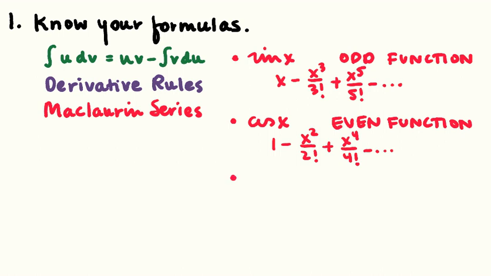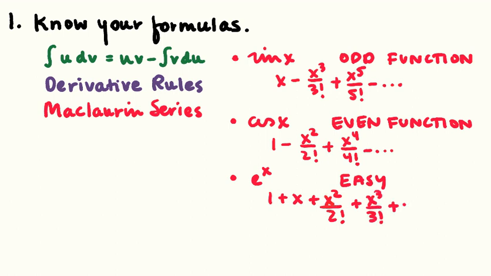Okay, e to the x, I'm proud of this one, I thought of this one myself. It's easy. It's x to the n over n factorial. So that's 1 plus x plus x squared over 2 factorial plus x to the 3 over 3 factorial, and so on, all the way up to x to the n over n factorial.